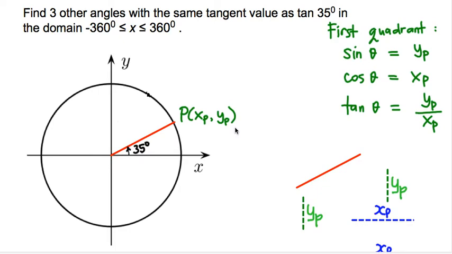This time we are going to look for 3 other angles with the same tangent value as tangent 35 degrees in the domain of negative 360 degrees to positive 360 degrees. We have established that tangent of an angle in the unit circle is equal to y coordinates over x coordinates of its terminal point. So think about this terminal line over here with a series of reflection along x-axis and then one more time along y-axis. I can make another terminal line on this side.